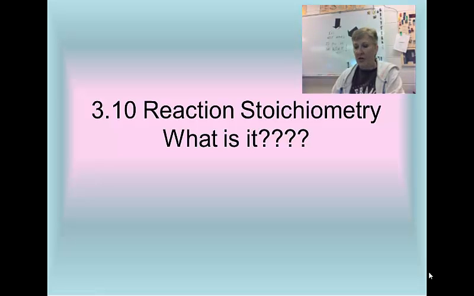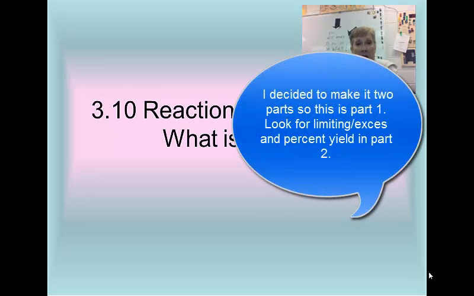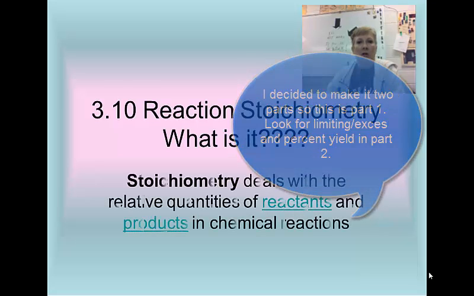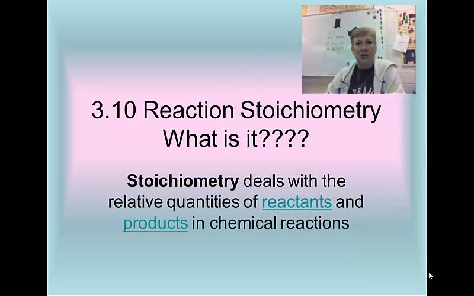Okay, Chapter 3, Stoichiometry. This is Section 10. This is actually the last section of Chapter 3. And this covers stoichiometry, limiting excess, and percent yield. Again, everything you've had in first year chemistry. And stoichiometry is a lovely little German term that deals with the relative quantities of reactants and products in chemical reactions.